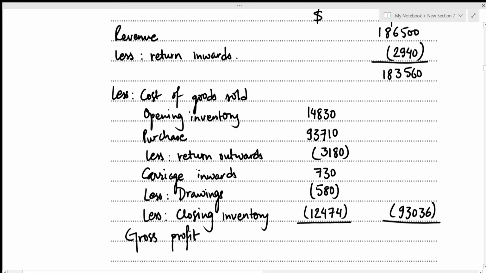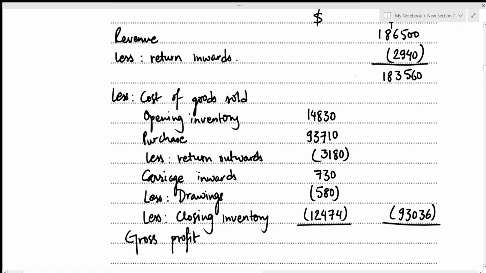So we have the net revenue value to be 183,560. Then we subtract the value of cost of goods sold, 93,036, which gives the gross profit to be 90,524. This concludes the second part. Let's move on to the third one.